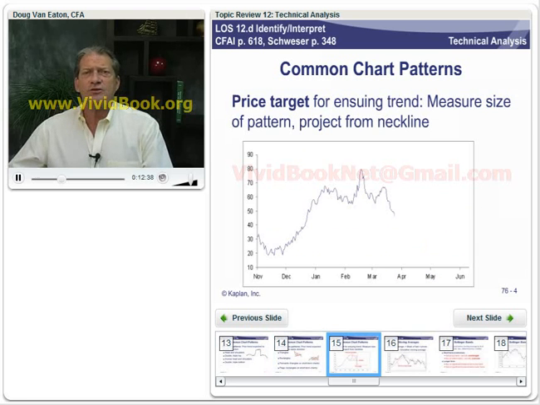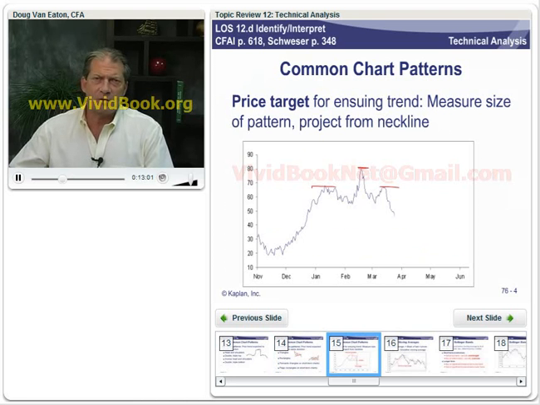Now, a price target can be calculated by technical analysts for the ensuing trend. Now, here we're talking about measuring the size of the pattern. We're going to project from the neckline. We've got a head and shoulders pattern here. Okay, we've got our shoulders about level, and we've got a head here in the middle. So not quite as wild as the one I drew on that other slide, but still pretty wild. And so let's take a look here.